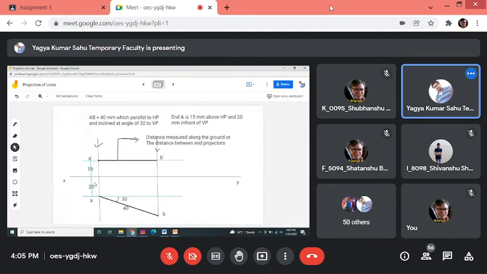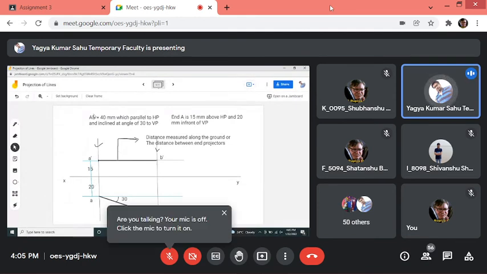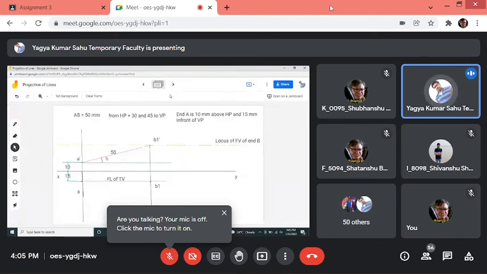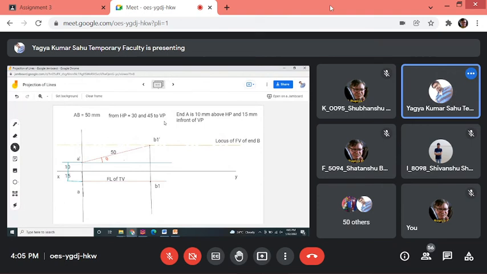Second step. Second step में हम लोग consider कर रहे हैं second inclination. First inclination 30 degree is over. Now we are assuming line inclined to 45 degree VP only and parallel to horizontal plane. तो इस केस में फ्रंट व्यू कैसा होगा? What about the front view? Parallel to XY. And what about the top view? True length, true inclination. Okay.